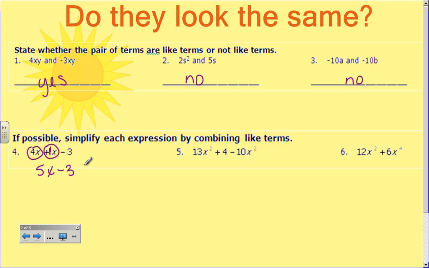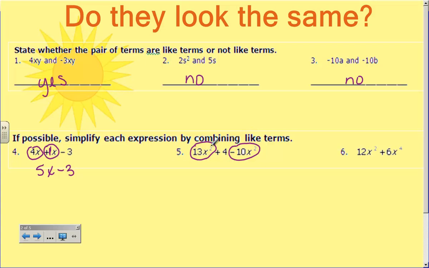Now look at number 5. Find the things that are like terms and circle them like we did on number 4. So 13x squared is like this negative 10x squared, and I'm calling that negative 10x squared because the minus sign in front of it has to come along with it. We can't ignore the minus sign in front of that 10x squared. When I'm simplifying, I have to pay attention to the operation directly in front of the term I'm working with.